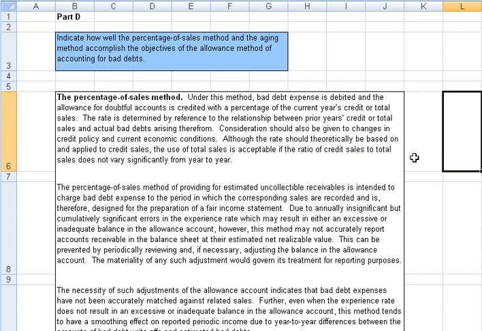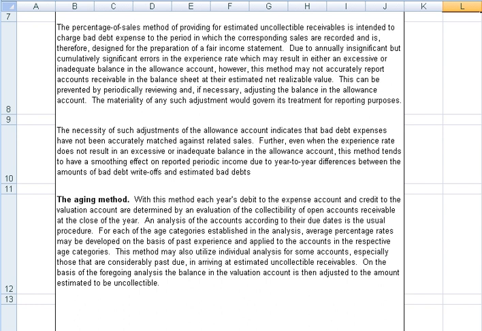And how you would get around that is you would periodically review and adjust the balance in the allowance account based on changing circumstances. And the materiality of any such adjustments would determine what the treatment would be for reporting purposes. All right, let me slide up a little bit. The necessity of such adjustments of the allowance account indicates that bad debt expenses have not been accurately matched against related sales. Even when the experience rate does not match an excessive or inadequate balance in the allowance account, this method tends to have a smoothing effect on reported periodic income due to year-to-date differences between the amount of bad debts expense and estimated bad debts. So that's something to keep in mind.